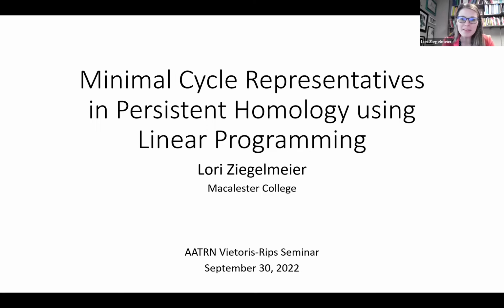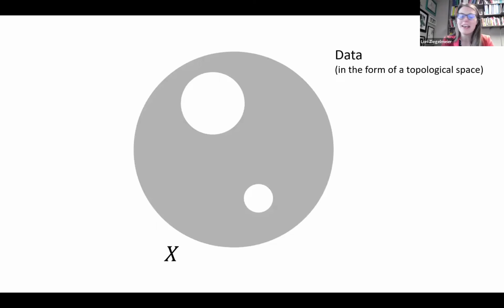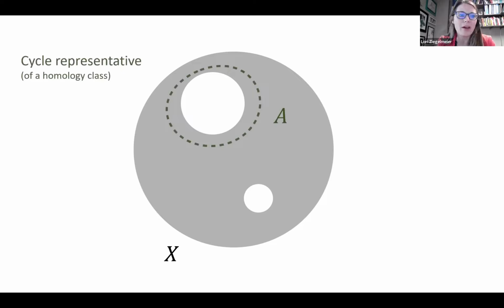So I'll begin with a bit of motivation for this. Imagine that we have some data and it's realized in some sort of topological space. What we would like to do is understand the structure of this topological space, perhaps by understanding the holes that are within the data. So we could potentially find a cycle representative of a homology class. Now, cycle representatives are not unique, but they tell us about the various holes that are enclosed.